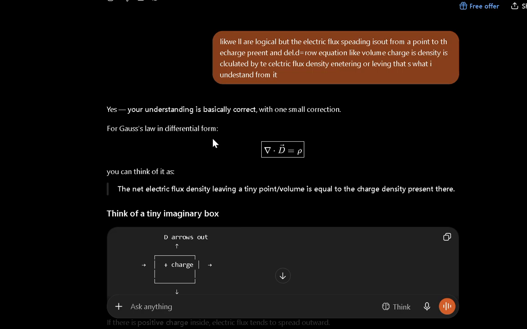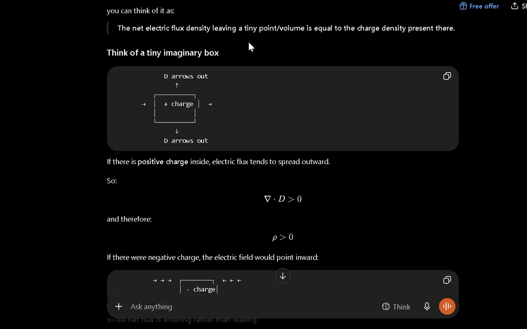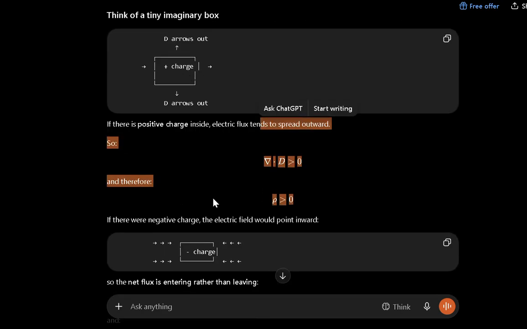Your understanding is basically correct with one small correction. Here the net flux density leaving a tiny point volume is equal to the charge density present there. Net flux means look at the imaginary box. If there is a positive charge inside, the electric field tends to spread out. So divergence of D is greater than 0 and therefore rho is greater than 0.